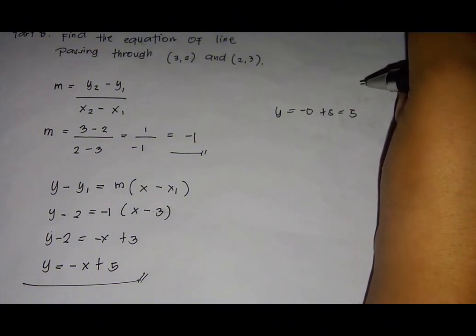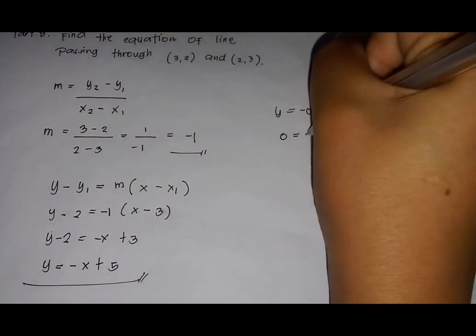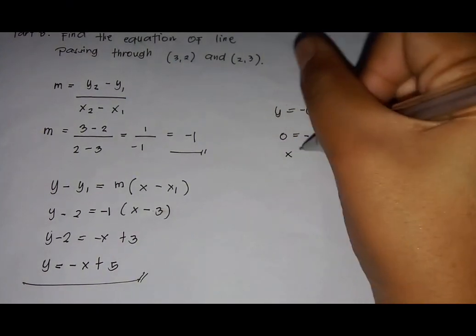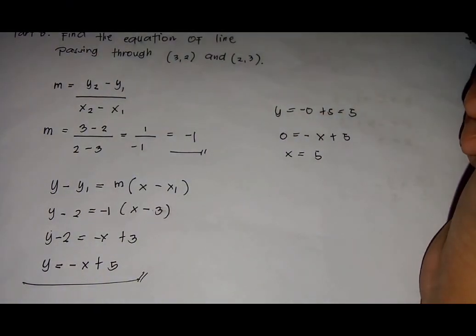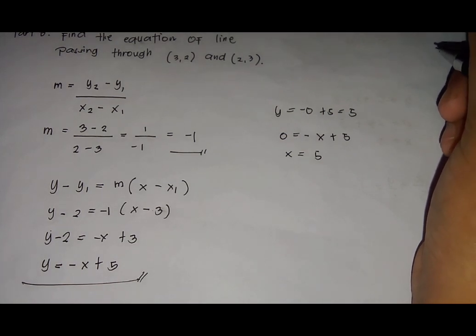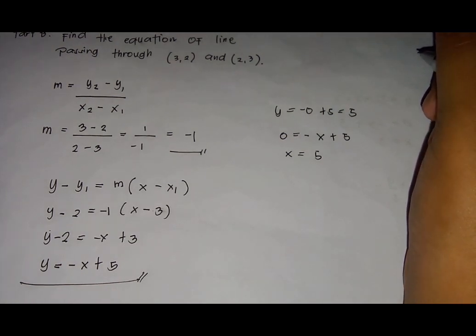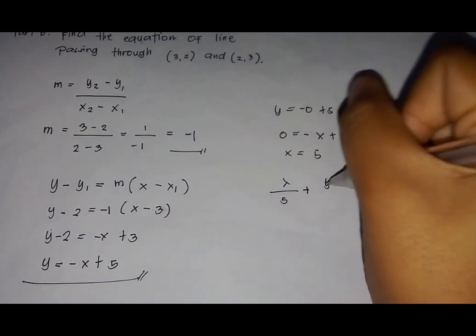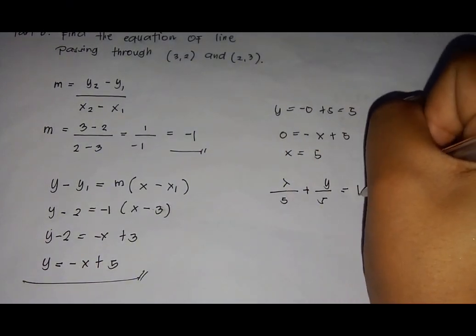The x-intercept is the value of x when y is equal to 0. So 0 = -x + 5, then x = 5. Therefore, the x-intercept is 5. So the equation in intercept form is x/5 + y/5 = 1.